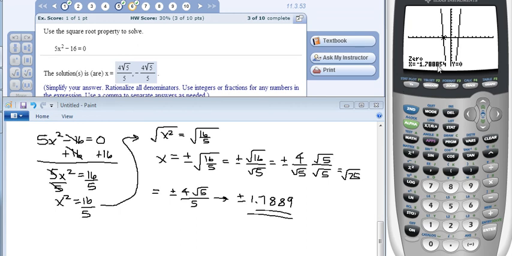So this is a way to check it, but I can't use this to get my answer. I can only check my answer this way because I don't know how to convert negative 1.788854 into a radical form. But I can change my radical form into a decimal and check it that way. Okay? So it is terribly important to know how to do these by hand.